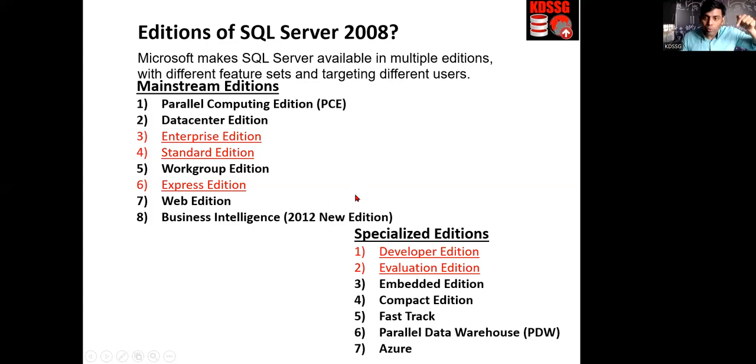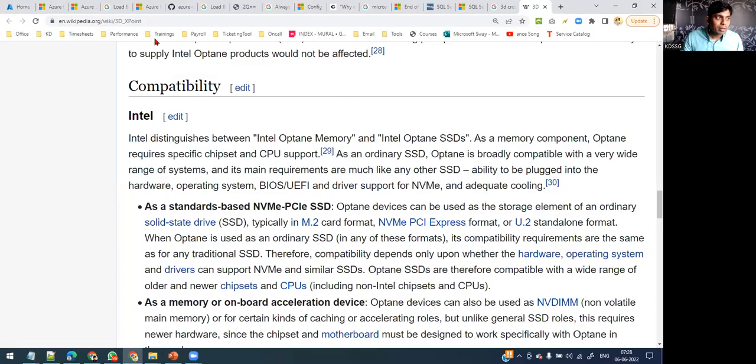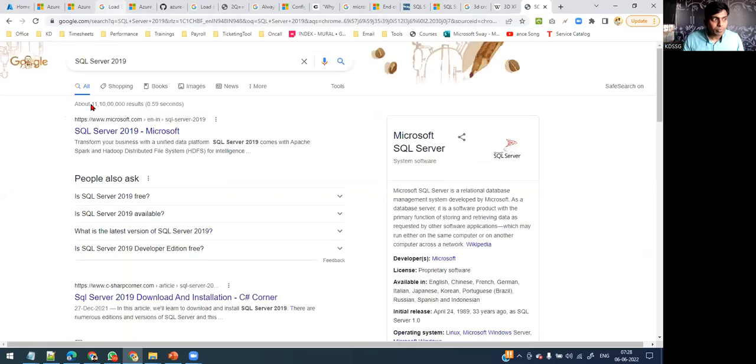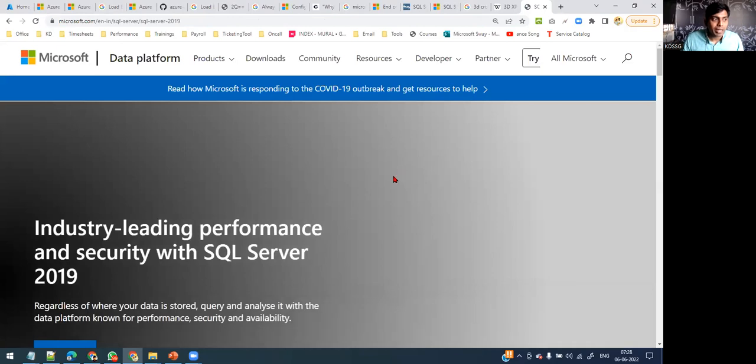Latest version, 2019, you don't have that many editions. Oh, you want proof? Okay, then let me cancel this. Google for SQL Server 2019. Go to that respective Microsoft website.